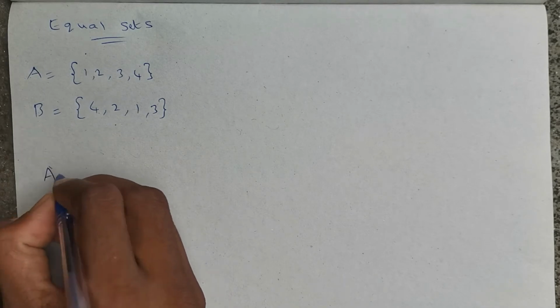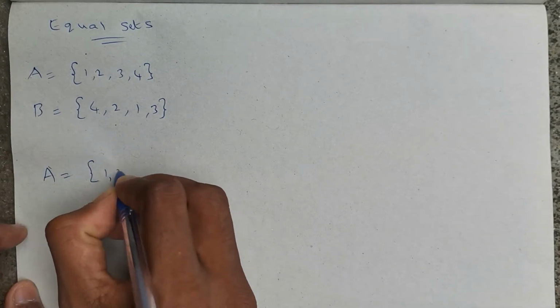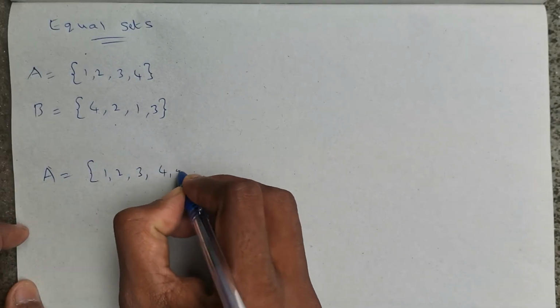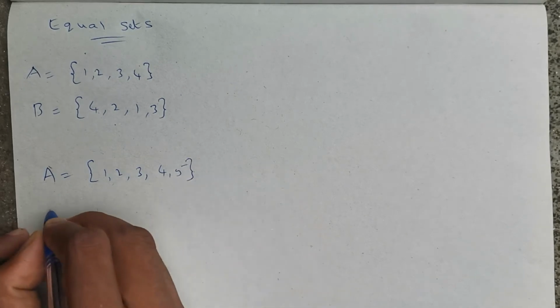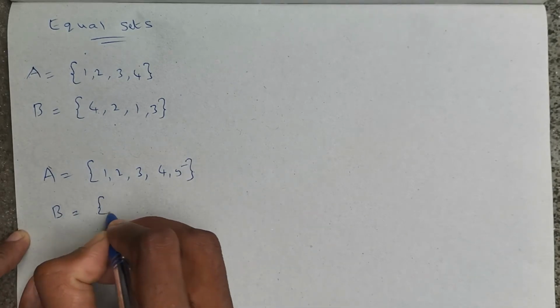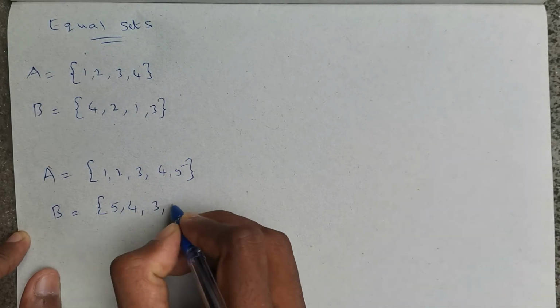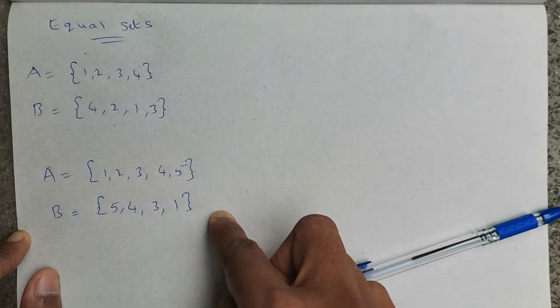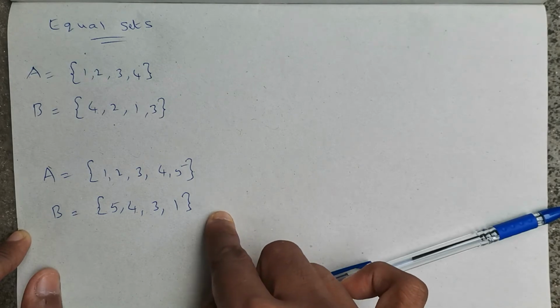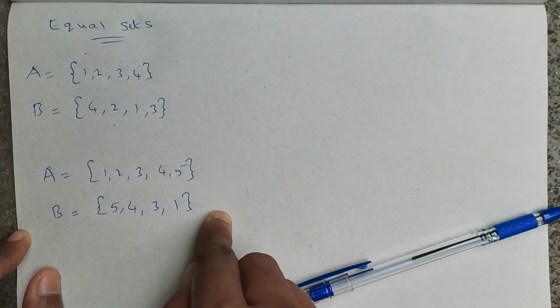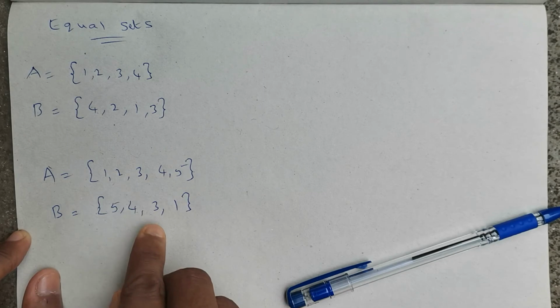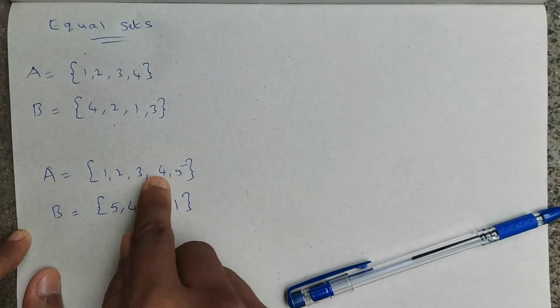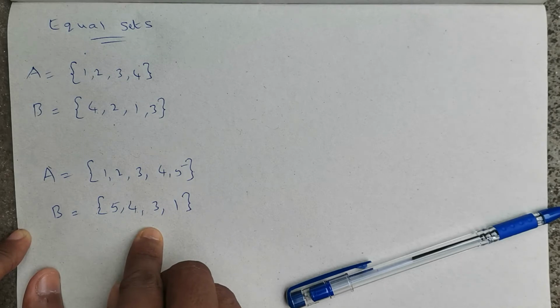Let us take one more example. Set A is equal to {1, 2, 3, 4, 5}, and set B is equal to {5, 4, 3, 1}. Now, shall we call these two sets equal sets? Obviously no, because in the first set we have element 2, whereas in the second set element 2 is not there. So that's why set A and set B are not equal sets.